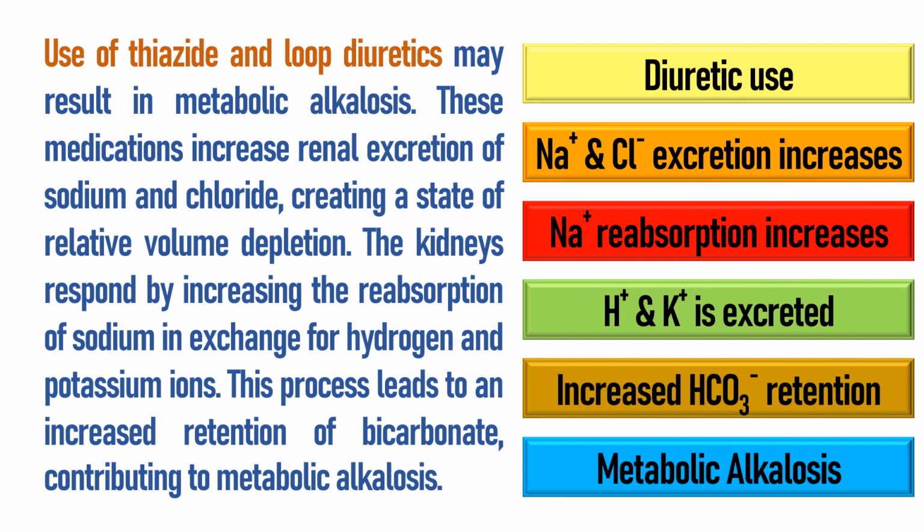Use of thiazide and loop diuretics may result in metabolic alkalosis. These medications increase renal excretion of sodium and chloride, creating a state of relative volume depletion. The kidneys respond by increasing the reabsorption of sodium in exchange for hydrogen and potassium ions. This process leads to an increased retention of bicarbonate, contributing to metabolic alkalosis. Please recall the renal mechanism described earlier in the tutorial on acid-base balance.